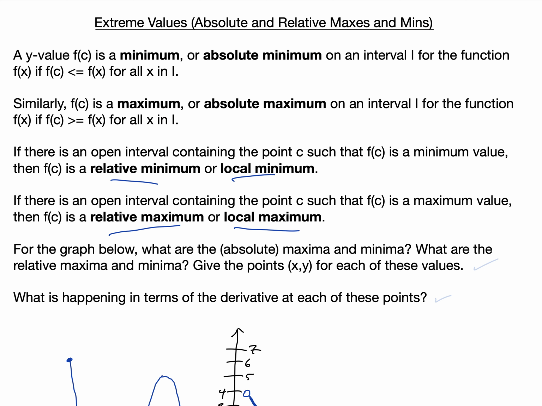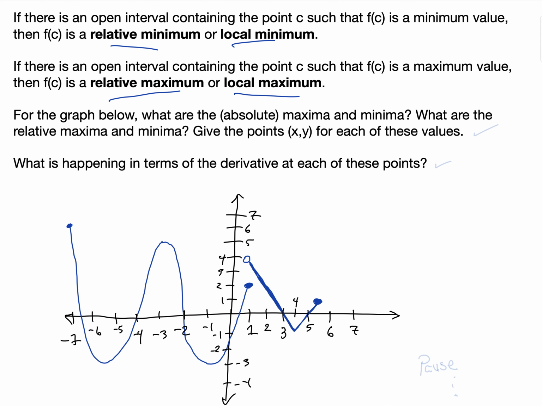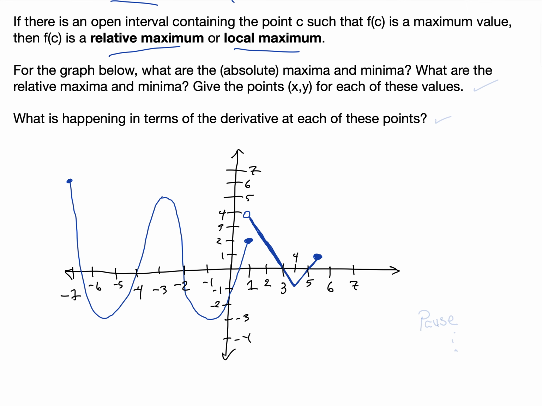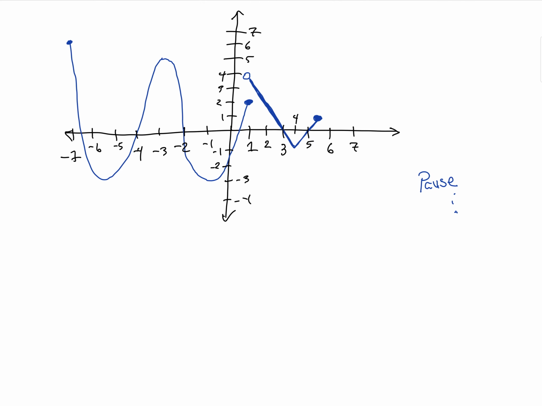So given all those definitions, for the graph below, what are the absolute maxima and minima? What are the relative maxima and minima? For each of these, give the points x, y for each such value. So I'd like you to think about this first, and then after you locate all of those points, what is happening in terms of the derivative at each of those points? I'd like you to pause and think about each of those questions, and then we'll look at it together in a moment. All right, absolute maxima and minima.